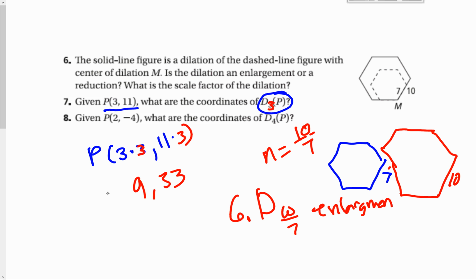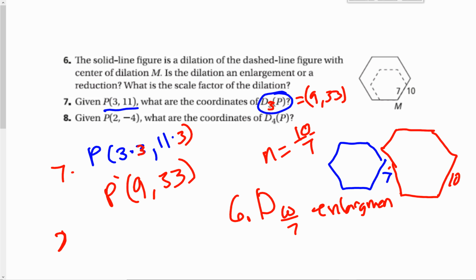So P prime is the new point. Okay. Or you can just say this equals 9 over 33. That's fine too. Okay, this is by 4, so I just multiply those by 4. So that was 7. This is 8.